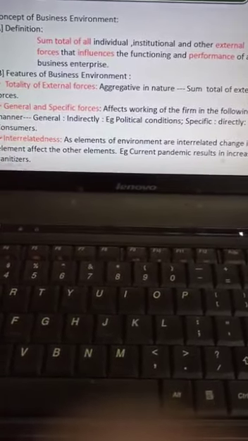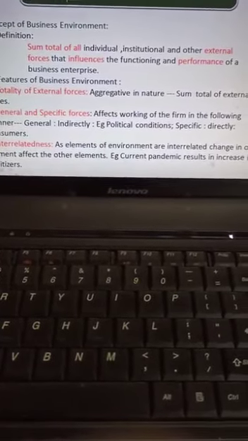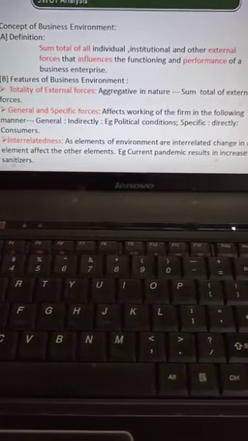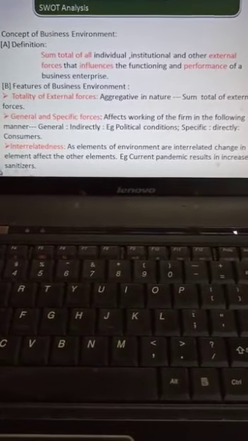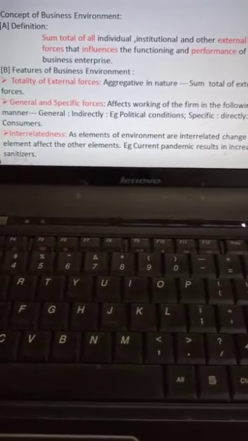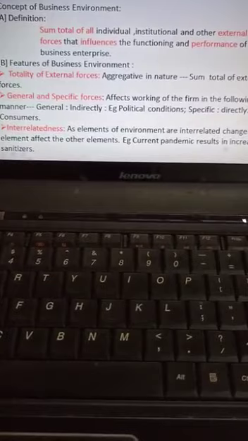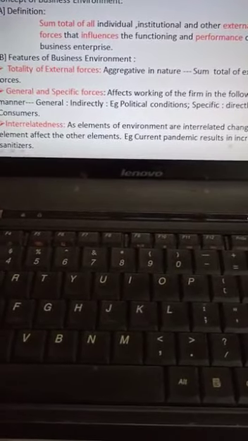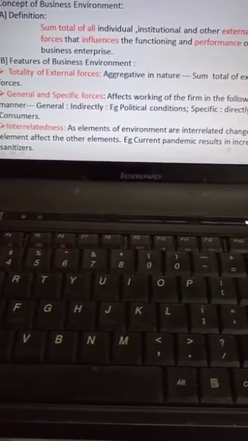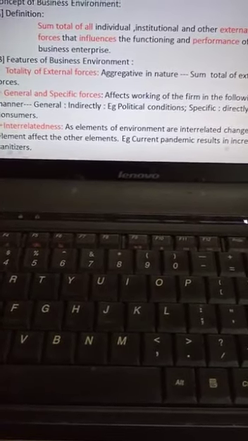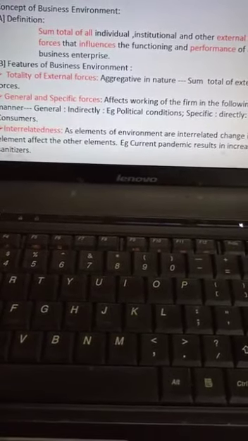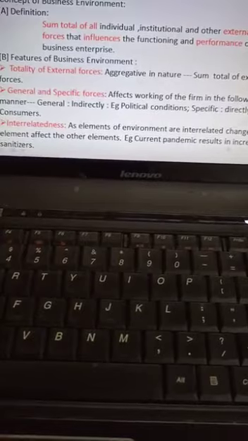It is aggregative in nature because it is a sum total of all external forces that operate beyond or outside the business enterprise. Number 2, these forces are classified into 2 different categories, that is general and specific forces. General forces have an indirect effect on the working of the business, like political conditions. Specific forces, they influence directly the operations of the business, like consumers and competitors.